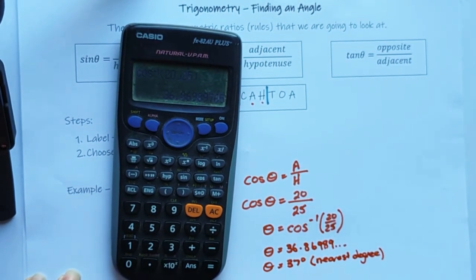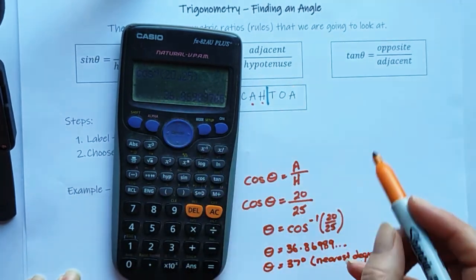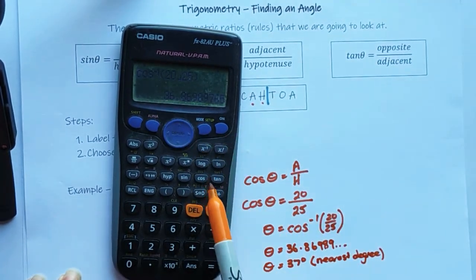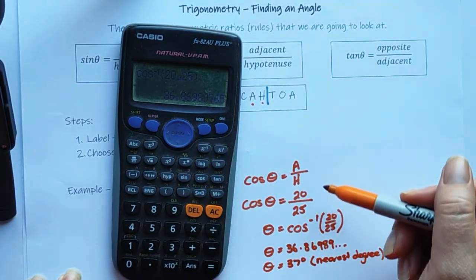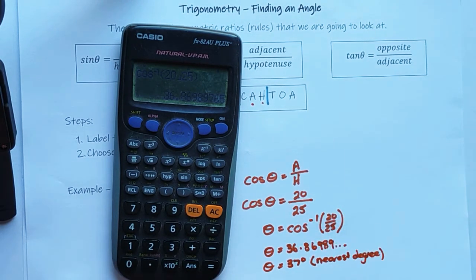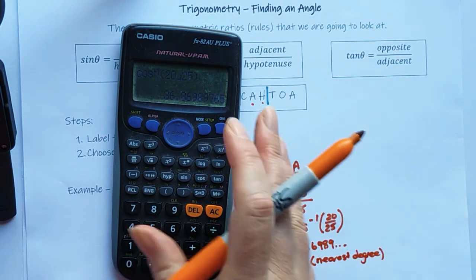So it won't matter whether we're doing sine, cos or tan. Putting it in your calculator is just pressing the right button. The steps are going to be exactly the same. So we'll have another look at an example.